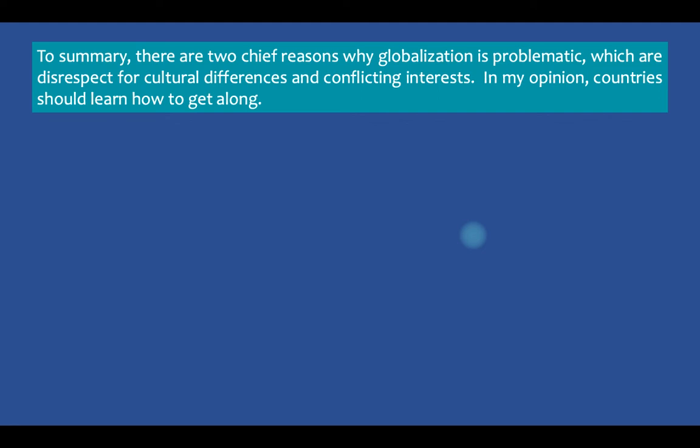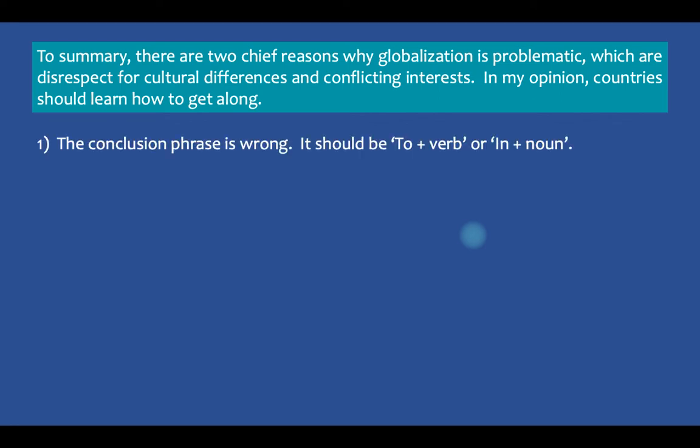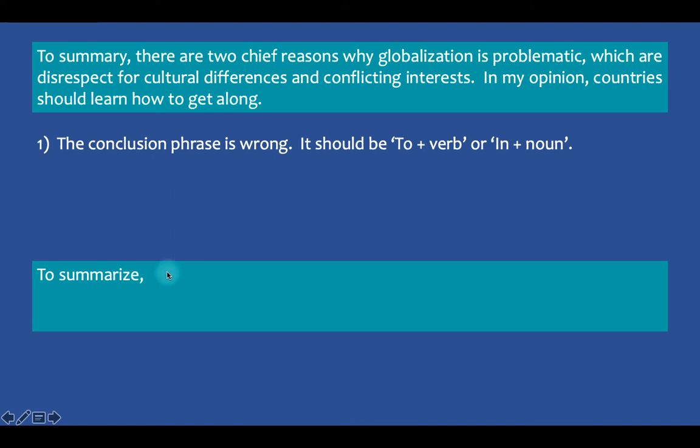So here is our conclusion paragraph again, the one that we don't like, the one that has problems in it. So the first one is that the conclusion phrase is wrong, right? Of course, it should be to plus verb or in plus a noun. And in this case, we have to plus a noun. So we want to change that and make it to summarize.